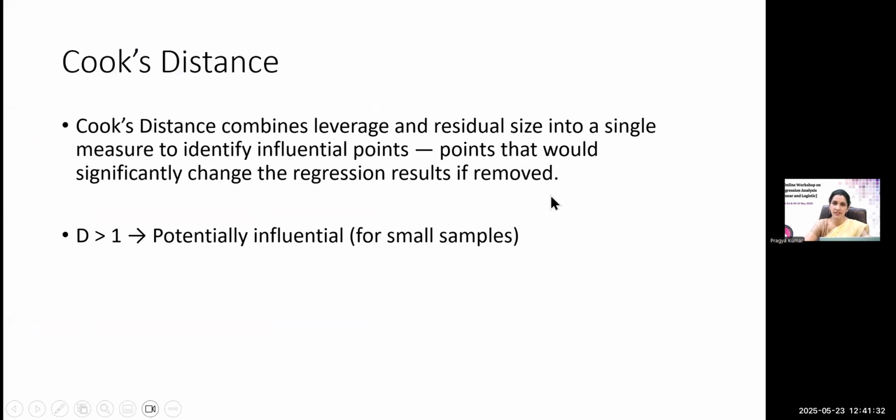So, am I making myself clear to all of you? What is a Cook's distance? What is a high leverage point? What is an outlier? Yes, can I see the chart?